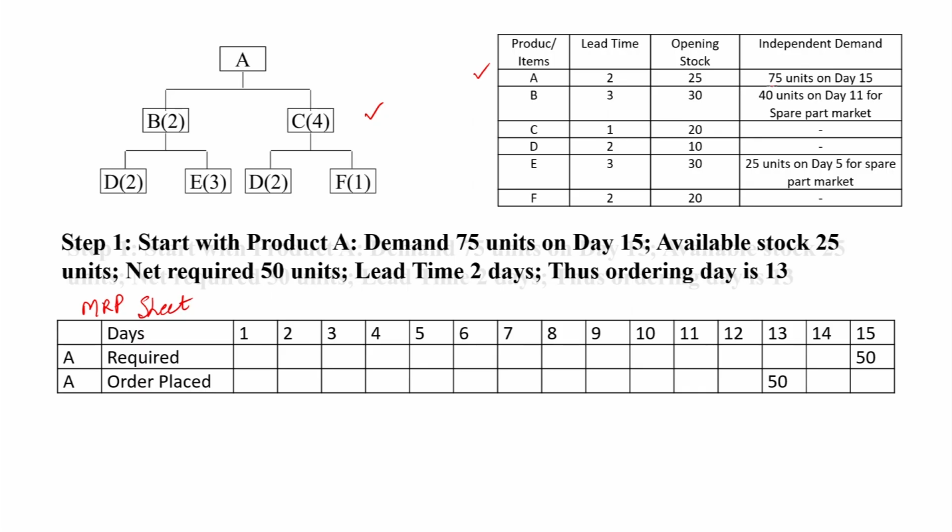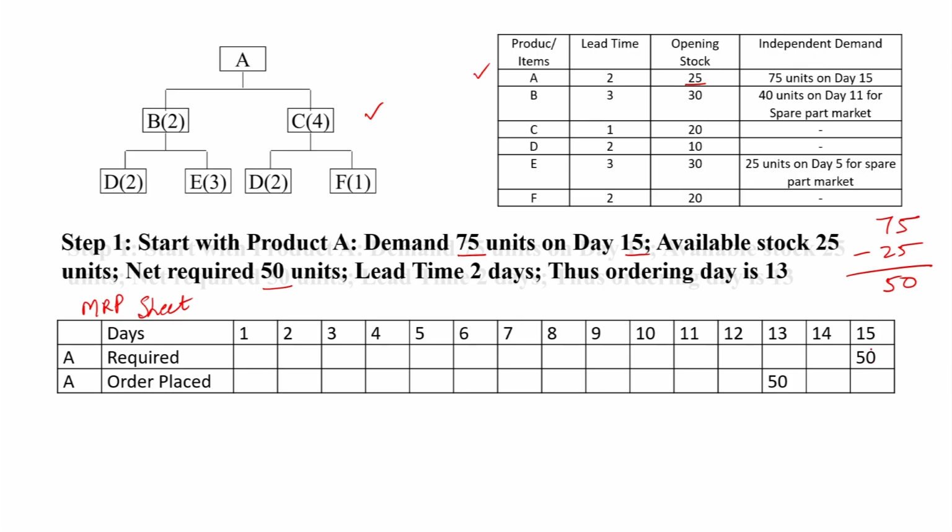There is a demand of 75 units on day 15. I am having 25 units of stock available with me. So, net requirement is 50 units, 75 units requirement minus 25 units I am having with me. So, 50 units requirement is there on day 15. So, I will add 25 which is in my stock and I can dispatch 75 units on day 15.